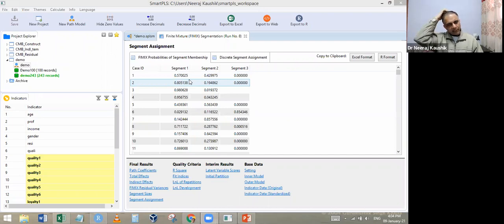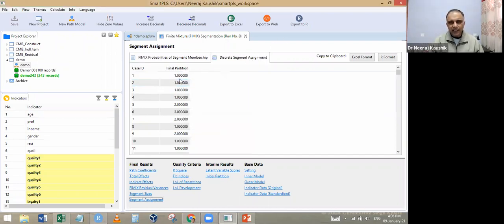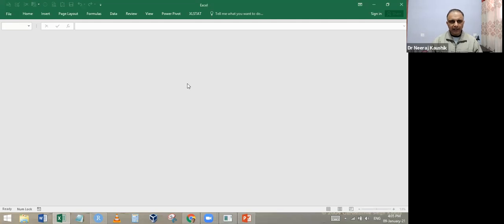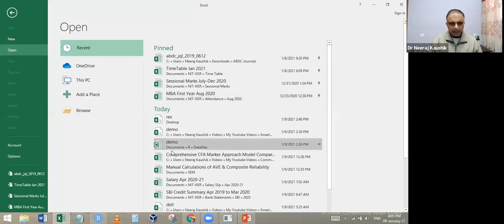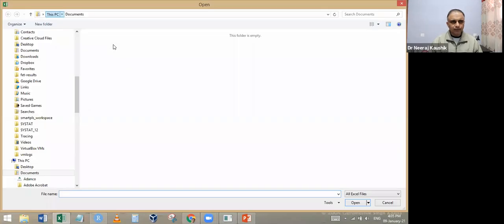This is sort of the machine algorithm. And now say discrete, these are the values. First person will go to first cluster, second cluster, and so on. Copy this and take it to wherever your data file is. So where is my data file? The name of the data file was demo 243. So let me check. I think it's available on desktop.